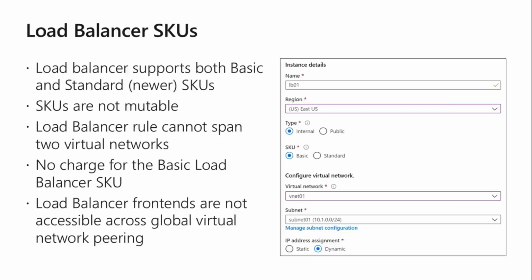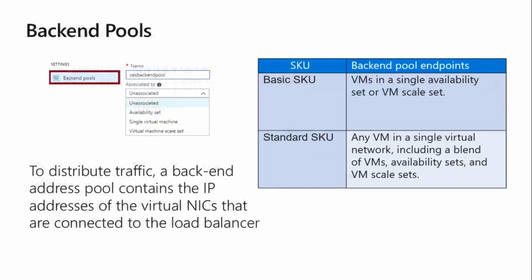If you are creating public load balancer, then public IP will be assigned, either dynamically or the static way, depending on that. If you use internal load balancer, then public IP assignment is not present there. We don't need to do this. Backend pool, you can add the backend pool. There is a basic SKU and standard SKU. So VMs in a single availability set or VM scale set, any VM in the single virtual network, a blend of VMs, availability sets, VM scale sets. So many things you can do with the standard SKU.